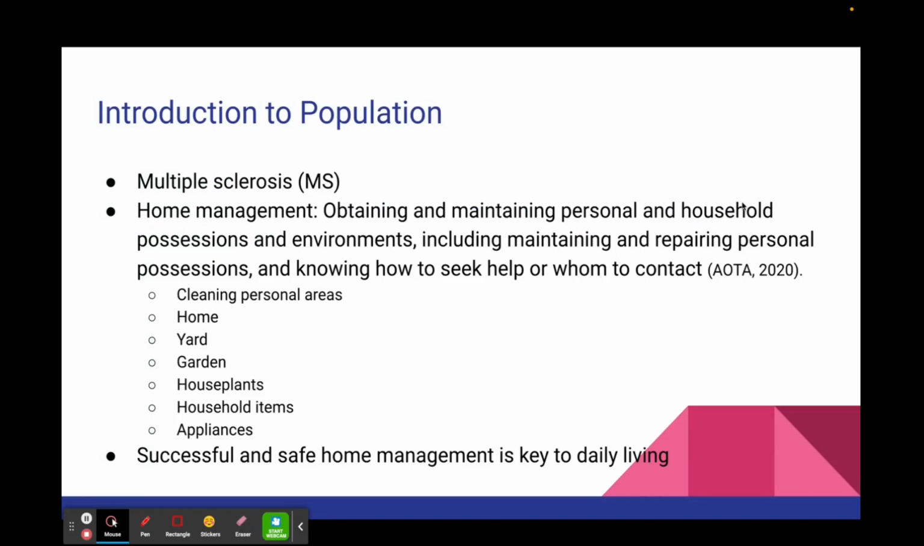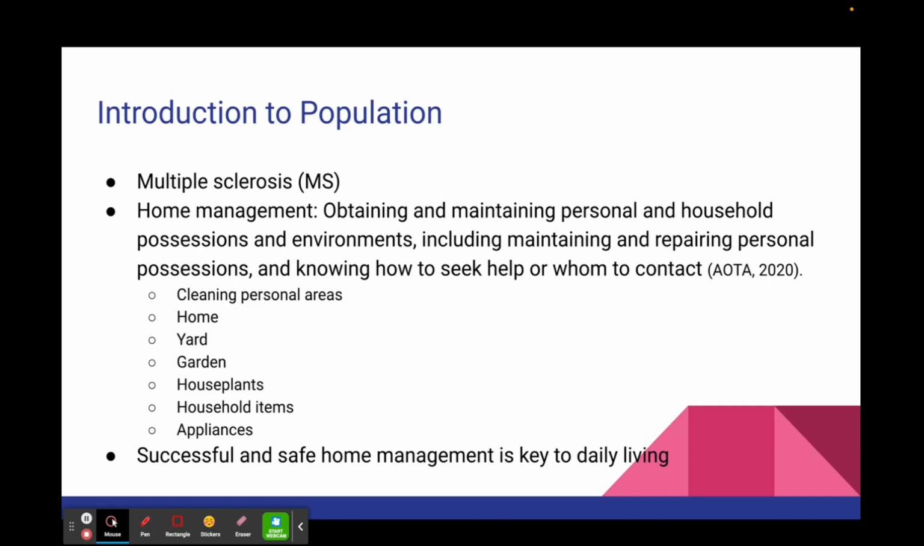Our population or diagnosis is multiple sclerosis, which is a progressive disease of the central nervous system with varying symptoms from person to person. Symptoms can include fatigue, weakness, pain, numbness or tingling, vision problems, spasticity, pelvic floor problems, cognitive and emotional changes, and a loss of coordination over time from disrupted nerve signals.